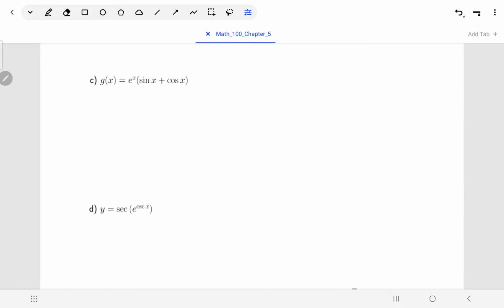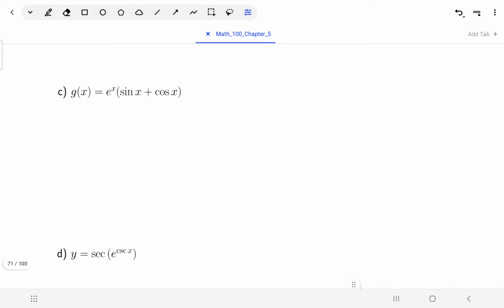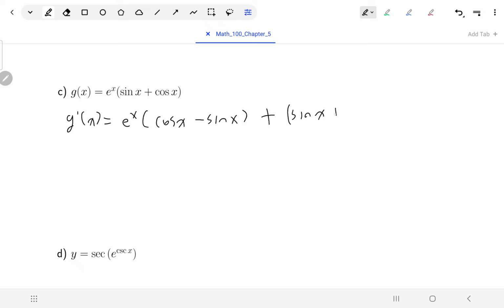Okay, let's do another one. We've got some trig functions now, and so let's do derivative again. This is a product, so product rule. First thing as it is, derivative of the second. Derivative of sine is cosine. Derivative of cosine is negative sine, and then plus the second thing as it is times the derivative of the first. And the derivative of e to the x is e to the x.